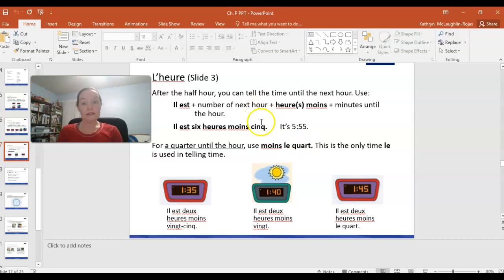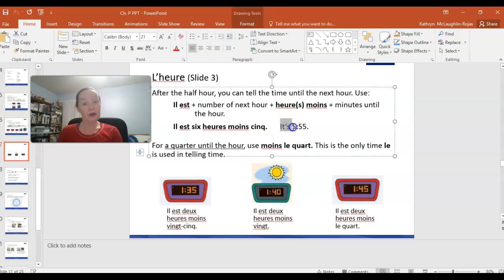Okay, so for example, if I want to say it's 5:55, instead of saying il est 5h55, I guess it's possible to do it that way. But the easier way and the more common way you're going to hear it is to subtract from the next hour. So you would say il est 6h. Okay, it's not 6 o'clock yet, but we're going to start with that time. Il est 6h moins 5.